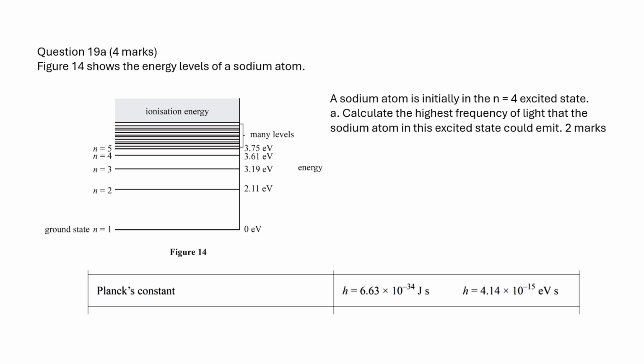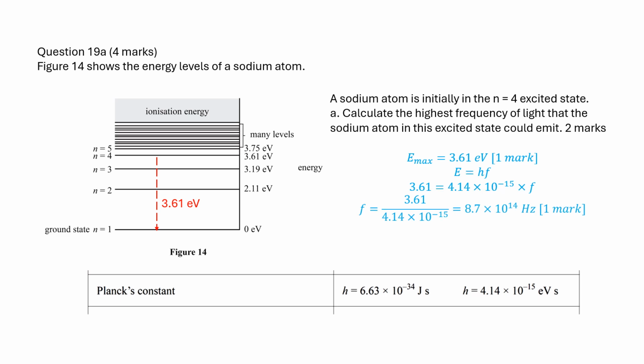The electrons jump down from level 4 to the ground. This jump releases photons with 3.61 electron volts. The wavelength of the light is calculated with Planck's equation. Please note that the units of Planck's constant are eV.